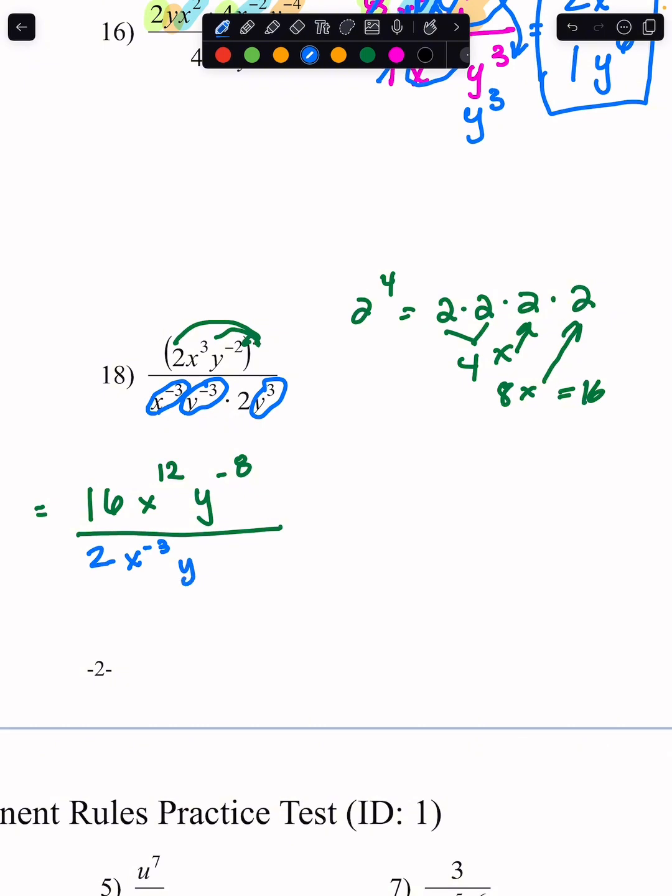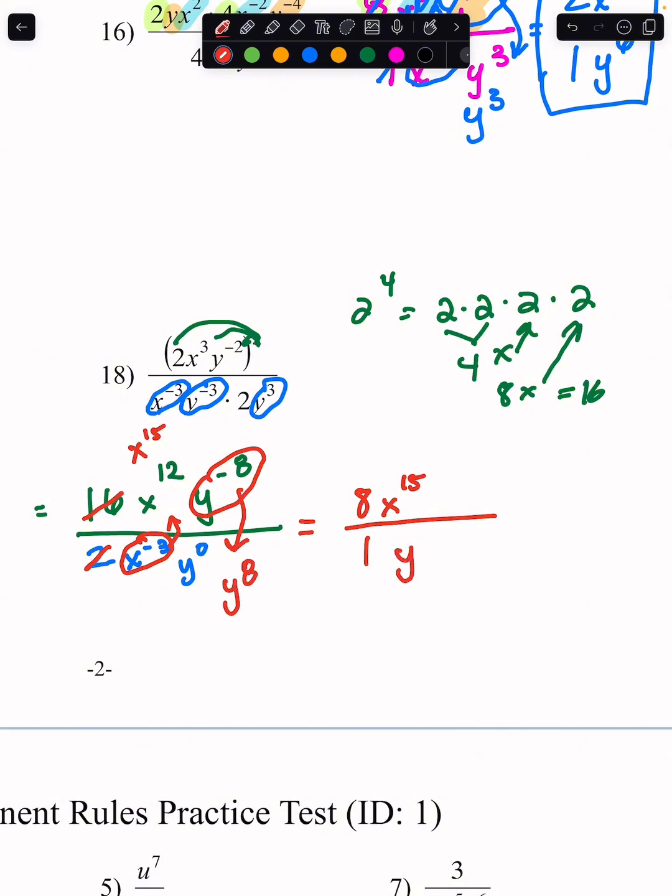Now let's go ahead and simplify this thing. 16 divided by 2 is 8 over 1. These 3 want to move upstairs. That's x to the 15. And then these 8 want to go down. That makes us y to the 8 down here. And so your final answer is going to be 8x to the 15, 1y to the 8. Okay?